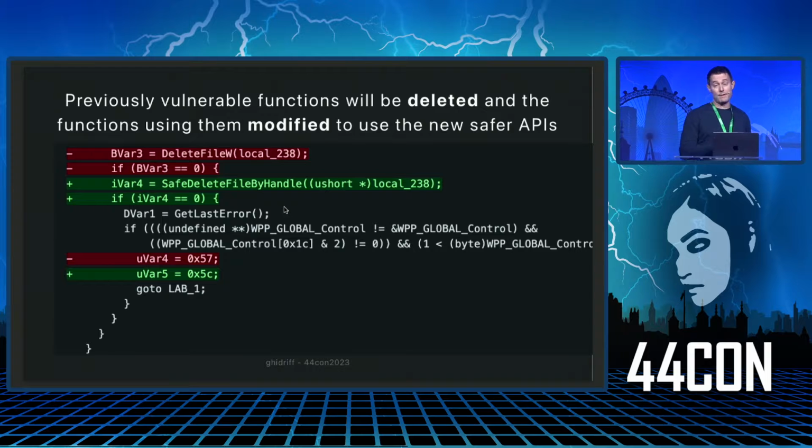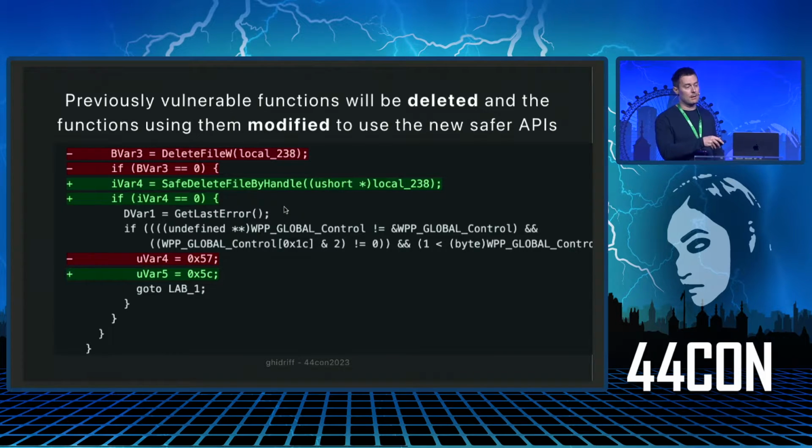And then once you go and diff that function that had been changed, you can see them deleting the unsafe API and adding the safer API. And you're doing this all by just looking at the changes between the two functions.